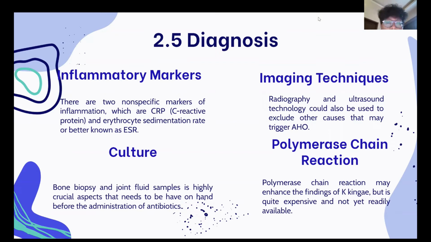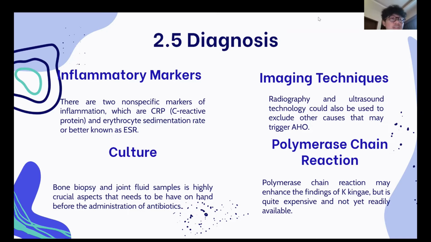So acute hematogenous osteomyelitis is diagnosed through a combination of tests, which involve factoring in physical examination as well as the history of the patient, a series of imaging tests, separation of the microorganism taken from the area along the bone or joint or blood, and of course laboratory examinations. So there are 4 things to point out in regards to the diagnosis, which are inflammatory markers, imaging techniques, culture, and polymerase chain reaction or PCR.